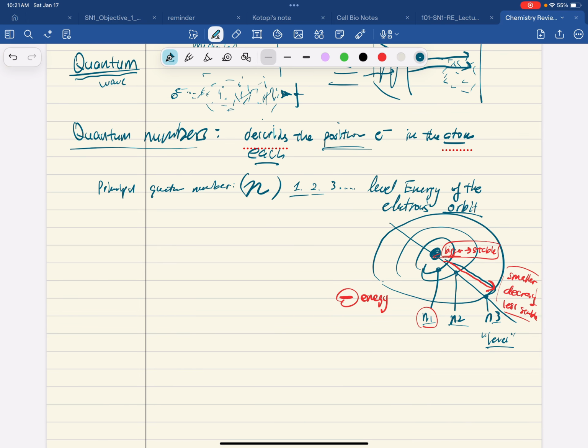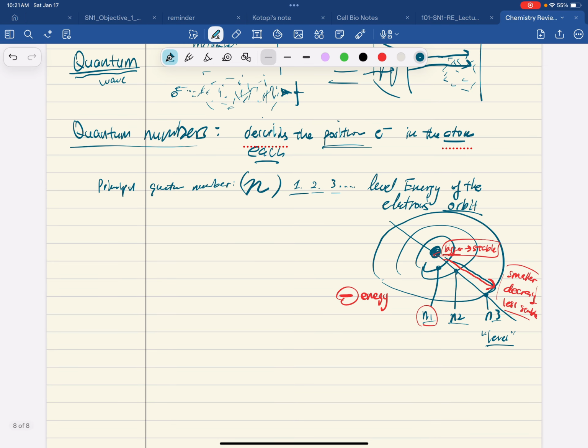n starts with 1 and just goes to 2, 3. They're all integers. After the principal quantum number, we have the angular quantum number, which is represented by the letter L, and L always has to be at most n minus 1. So if n is 1, it would have L as 0. If n is 2, for example, it will have L as 1, and if n is 3, then we have L as 2.